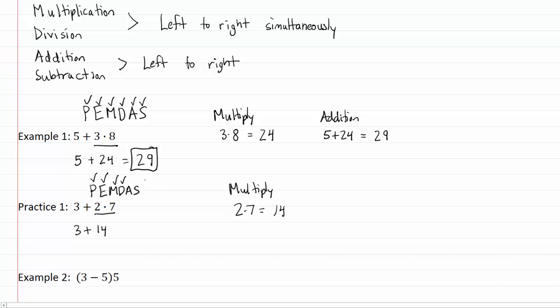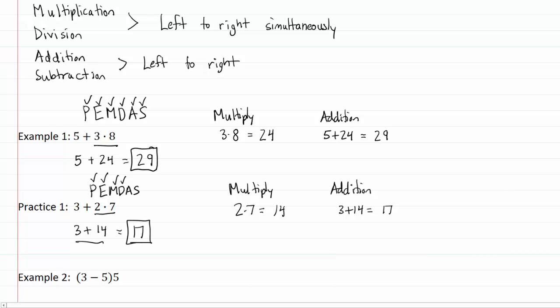I've finished multiplication and division. Now I need to worry about addition and subtraction. I've got to add those two. So for my addition piece, I have to add 3 and 14, and that gets me 17. So the whole expression simplifies to 17.